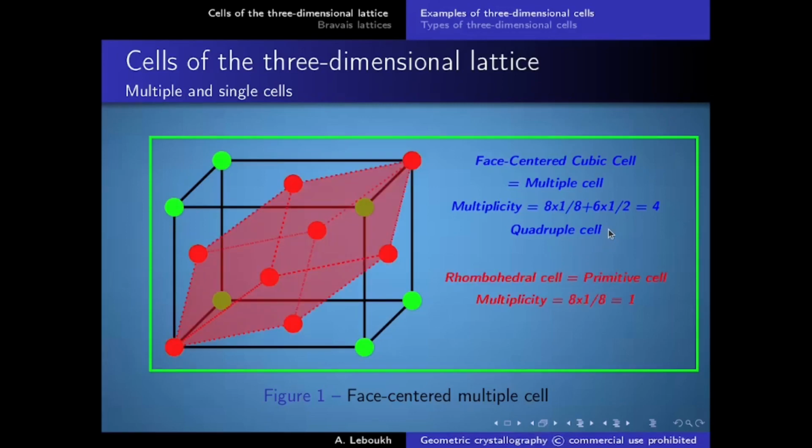The same lattice may be described by the red cell, which is a rhomboidal cell, which is occupied only at the vertices, and we have the multiplicity which equals 1. So the rhomboidal cell is a primitive cell.